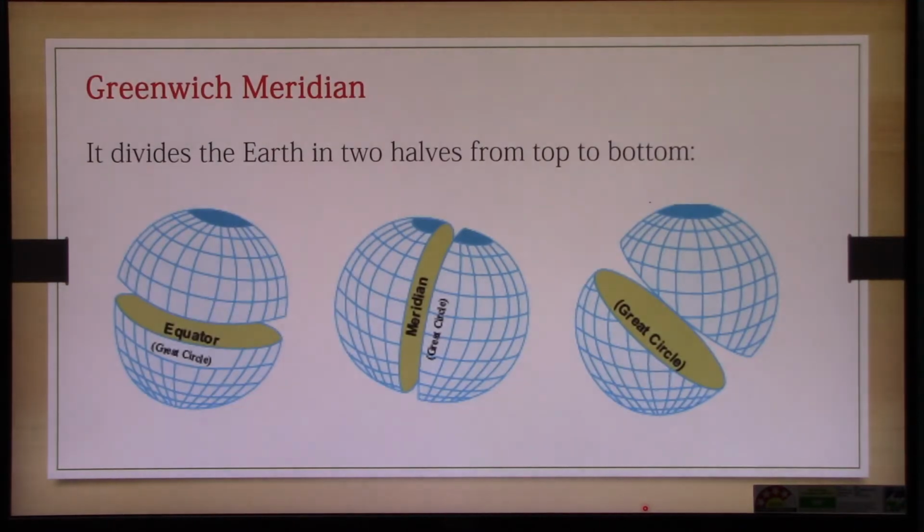Moving forward, children, what is the Greenwich meridian and what is the importance of it? The most important role of it is that it divides the earth into two equal halves from top to bottom. Can you see this meridian and can you see this equator also? The equator divides the globe into two equal parts, the northern hemisphere and the southern hemisphere. Unlike the equator, the prime meridian, the Greenwich meridian, divides the earth again into two equal halves. On the right side is the eastern hemisphere and on the west side is the western hemisphere.